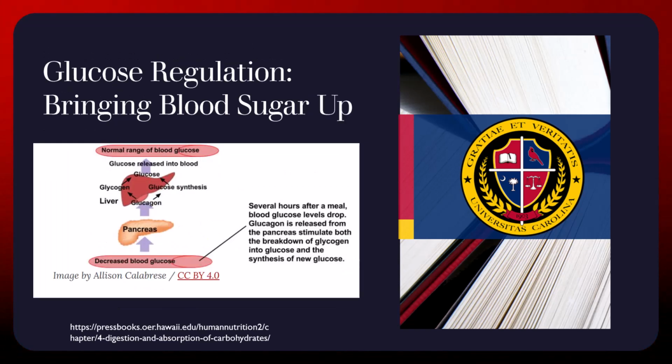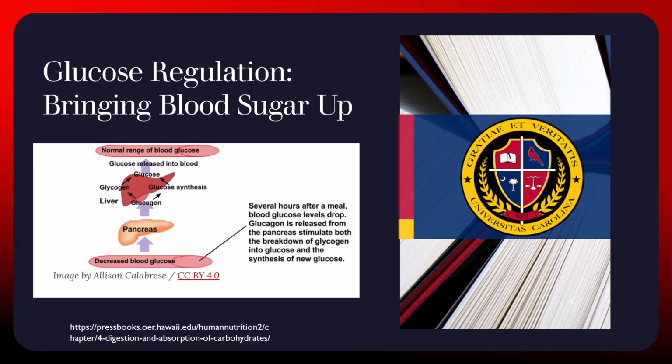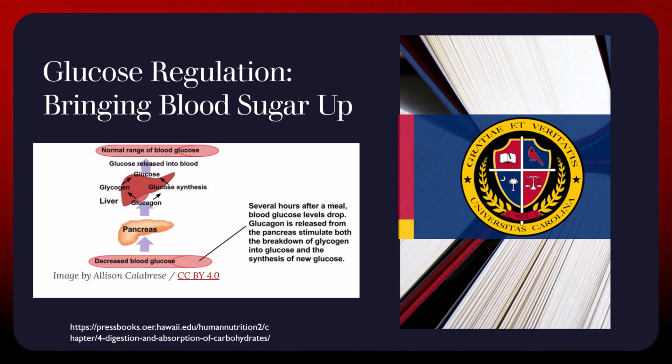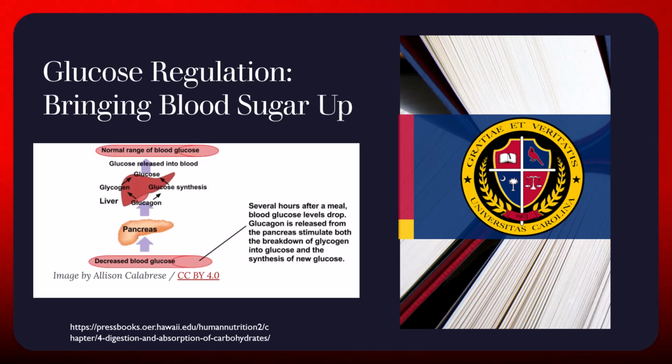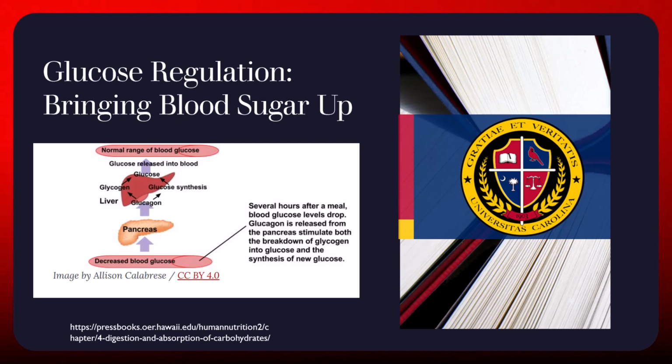Now, what if our blood sugar, instead of needing to go down, needs to go up? Well, let's look at the bottom of this illustration. You can see that there's a decreased blood sugar level. Several hours after a meal, blood glucose levels drop. Glucagon is released from the pancreas, and that stimulates the breakdown of glycogen into glucose and the synthesis of new glucose. So you can see here the pancreas is very, very important here as well, releasing glucagon, and then our body is going to make glucose and then also release glycogen so that it can be used forming glucose, and then that glucose is released into the bloodstream and our blood sugar levels return to normal so that we can think and function and move and live.